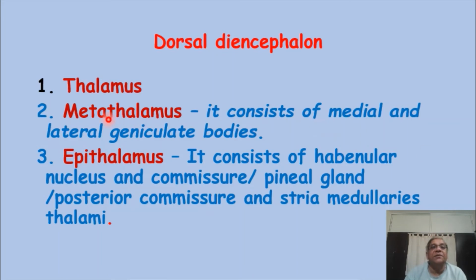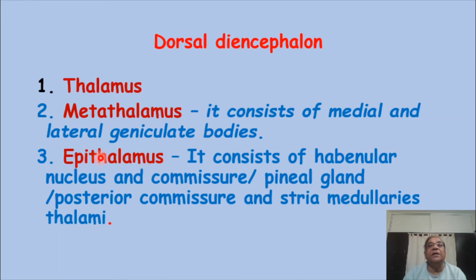But then the second part of the dorsal diencephalon is the metathalamus. The metathalamus consists of the medial and lateral geniculate body, that I will show you in a diagram, the medial and lateral geniculate body.